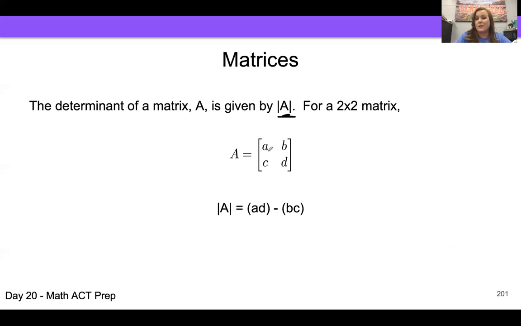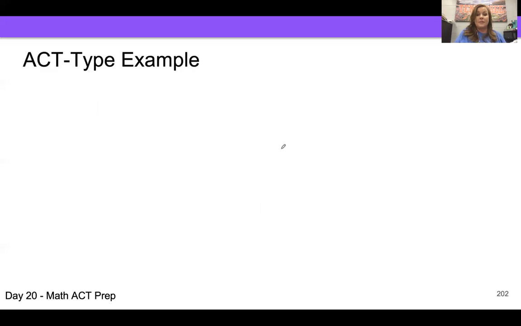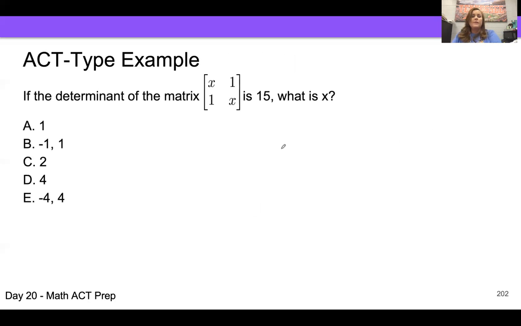And to me, this looks a little like when you've got proportions, if you've got like X, Y is equal to Z, A, you cross multiply and they're equal. I kind of think of that because here you do A times D minus B times C. And that's your determinant. You just have to know that formula. So here, if the determinant of this matrix is 15, what is X?